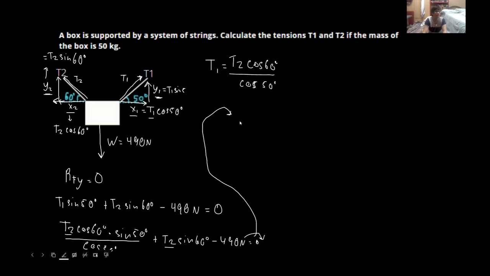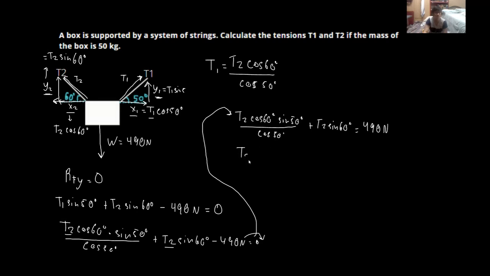So this becomes T2 times cosine 60 degrees times sine of 50 degrees all over cosine of 50 degrees plus T2 times sine 60 degrees is equals to 490 newtons. Okay? So here's the thing, simplification is better, right? You see this sine 50 and cosine 50 degrees. I can combine them.